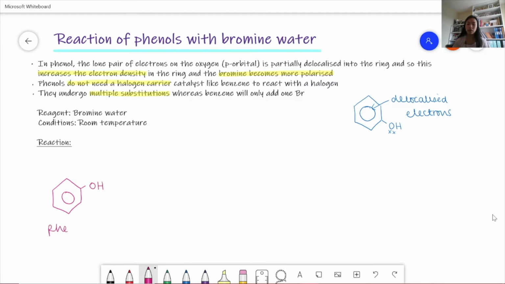phenol. And then we react it with 3 bromines, because it can undergo multiple substitutions. And then what we can form is, again, we have the benzene and the OH, but this time we have some bromines substituted. So we have one here, and also here. So what we formed is 2,4,6-tribromophenol.